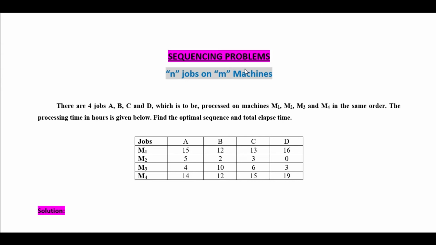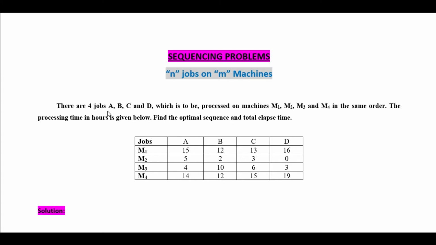Hi, so in this video I am going to show how to solve the problems on sequencing model in operation research. So under the category of n jobs are assigned on m machines. In the previous video, I have explained how to solve the problem on n jobs on 2 machines and n jobs on 3 machines. So this problem deals with n jobs on m machines. Now I am going to read out the problem.